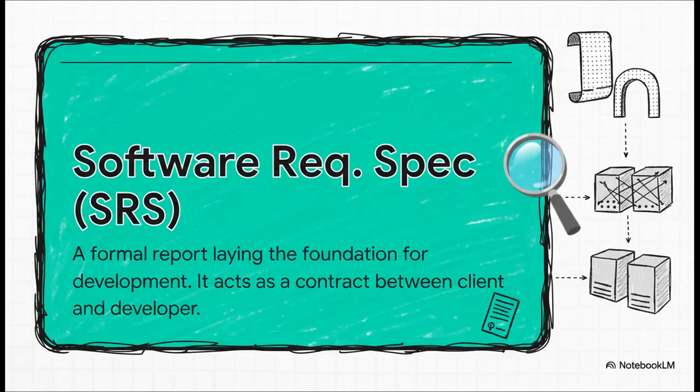This final document becomes what's known as a Software Requirements Specification, or SRS for short. You can think of it as the project's constitution. It's this formal report that everyone signs off on. It's not just a guide, it is the binding contract that defines exactly what a successful project looks like.